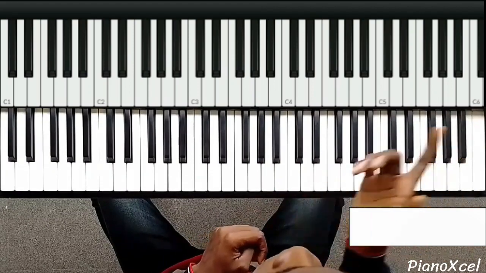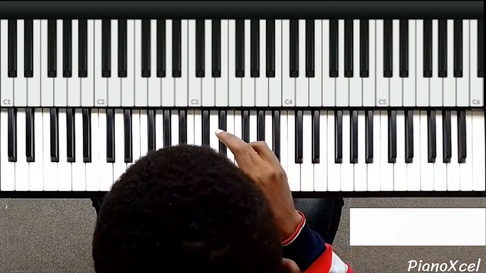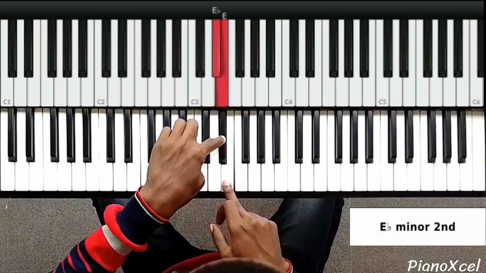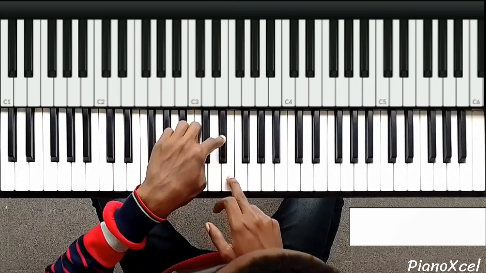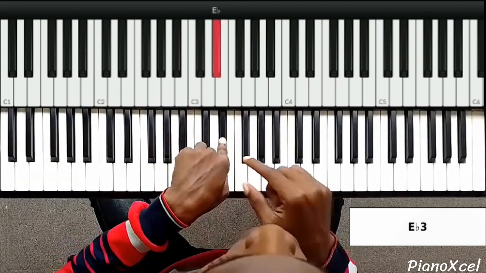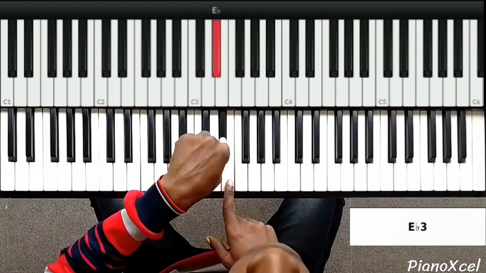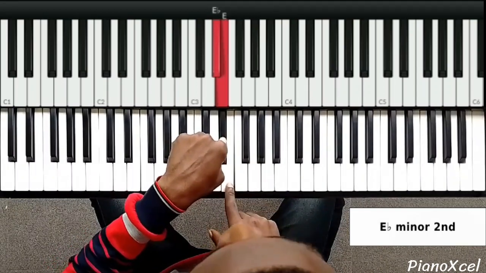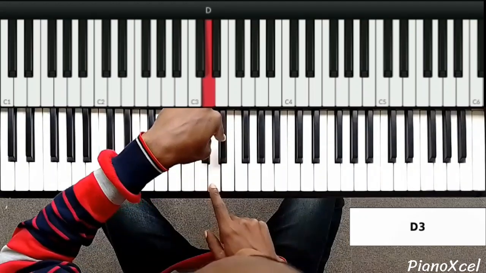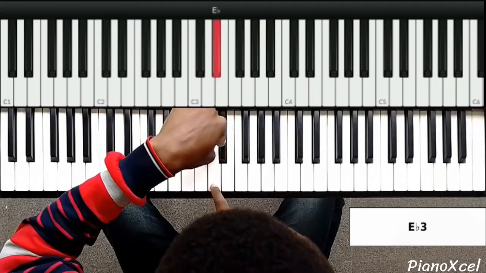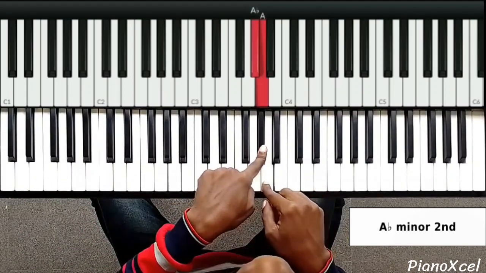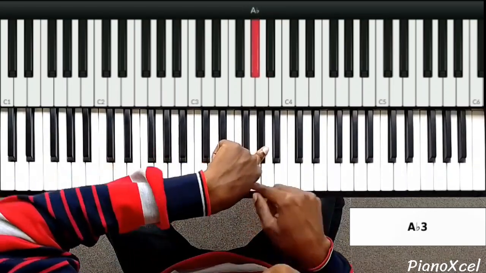So let me pick a black key. Taking this to be the root key, the root note that I'm pressing, this key will be a half step higher, and this key will be a half step lower. This is a half step higher, and this is a half step lower from this key.